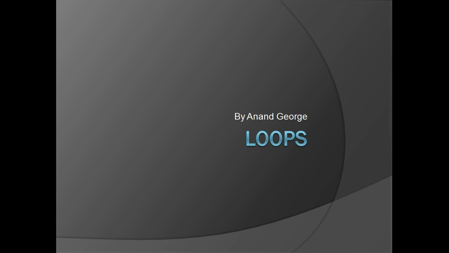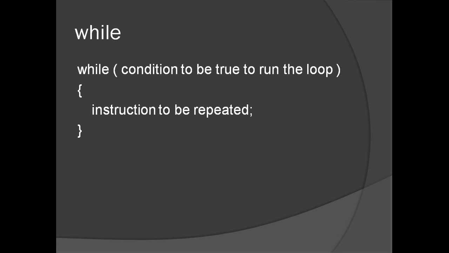Today we're going to discuss loops in the C programming language. We use loop constructs when we need to perform an operation repeatedly. There are different ways to do it: while, do while, for, recursion, etc.